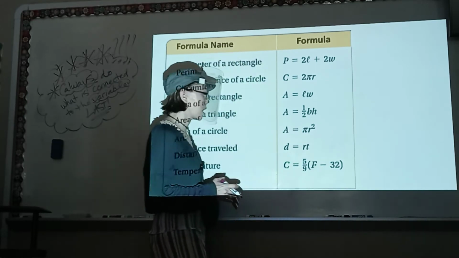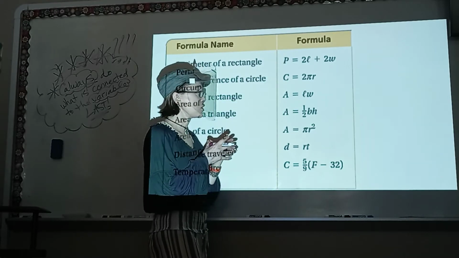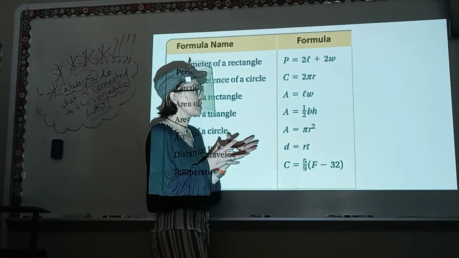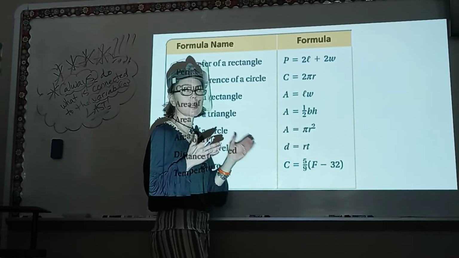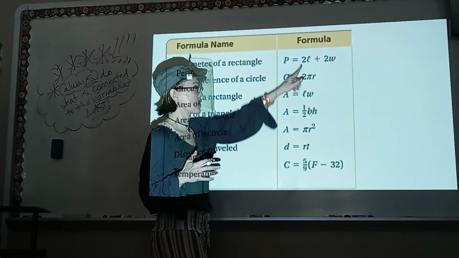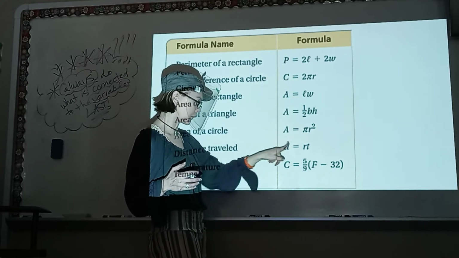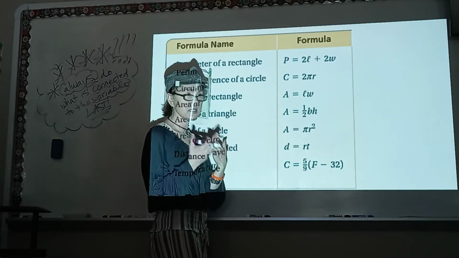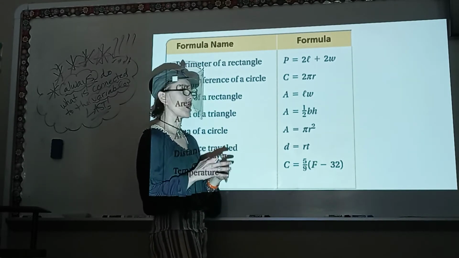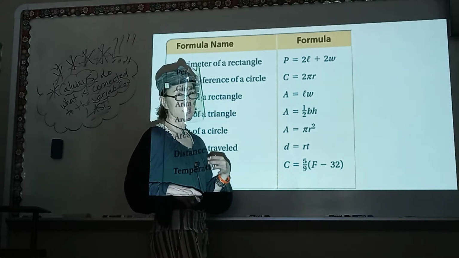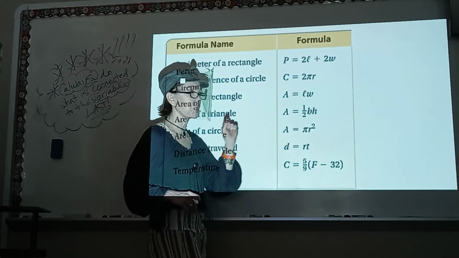Okay, so you guys, these are all what? Formulas. And what I need you to get is that each of these formulas is already solved. Whatever the formula is equal to, that is what it's solved for. So this is solved for P, solved for C, solved for A, solved for A, solved for A, solved for D, solved for C. What this lesson is going to be about, which is going to be on the EOC and on your benchmarks, is that they're going to ask you to take the formula that's here and solve it for a different variable in the formula.